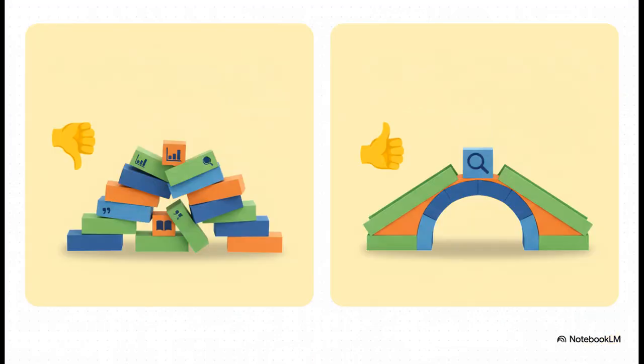And you can really see the difference here. A weak argument is just a pile of facts. It leaves the reader to do all the work of putting the puzzle together. But a strong argument, it builds a bridge for the reader. It makes a clear claim, it gives the evidence, and most importantly, it includes that analysis that connects the two. It makes your case impossible to ignore.